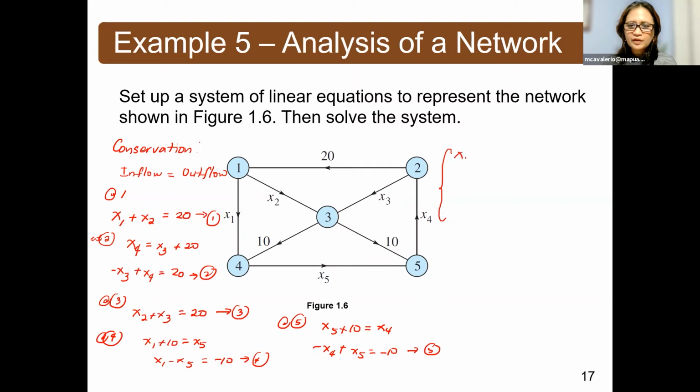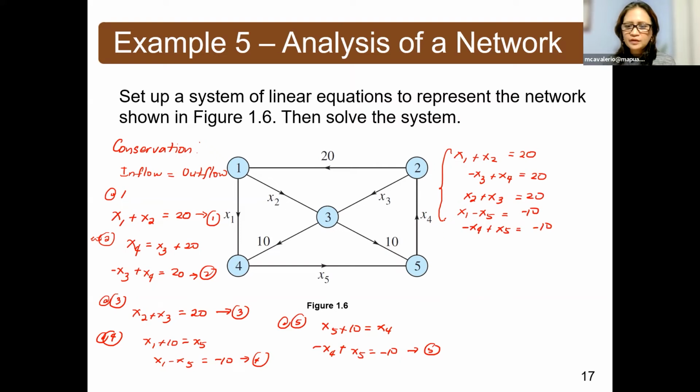Then we will have x sub 1 plus x sub 2 equivalent to 20. And for equation 2, we will have negative x sub 3 plus x sub 4 is also equivalent to 20. Equation 3, we will have x sub 2 plus x sub 3 equivalent to 20. And for equation 4, we will have x sub 1 minus x sub 5 is equivalent to negative 10. And finally, we will have negative x sub 4 plus x sub 5 is equivalent to negative 10.